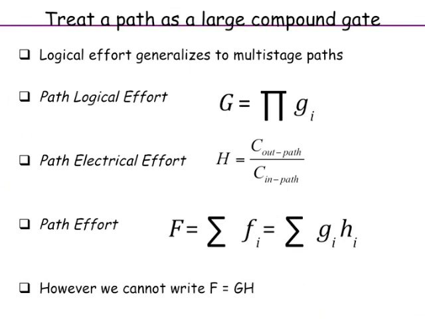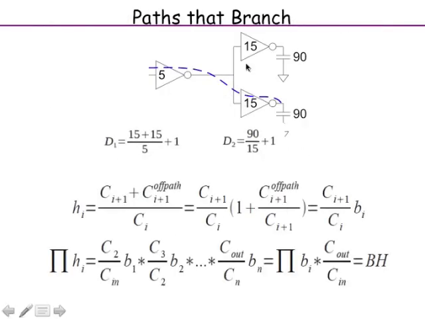So what we have said is that we can take any path as a large compound gate, which has a path logical effort, which is the product of the logical efforts. There is a path electrical effort, that is C out path divided by C in path, and there is a notion of a path effort, which is just the sum of the efforts of each stage. But I cannot write f in general. In the last example path, we could write f equal to capital G times capital H. But in general, I cannot write it that way, especially because I can have paths with branches.